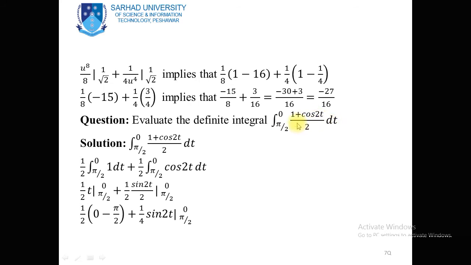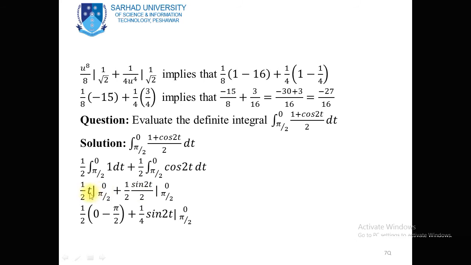So taking the integration of 1 with respect to t, 1 over 2 as it is into the integration of 1 with respect to t plus 1 over 2 integration of cos 2t with respect to t. So the integration of 1 with respect to t is equal to t, and the integration of cos 2t is equal to sin 2t divided by 2.